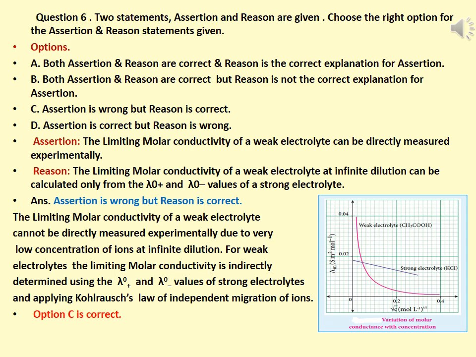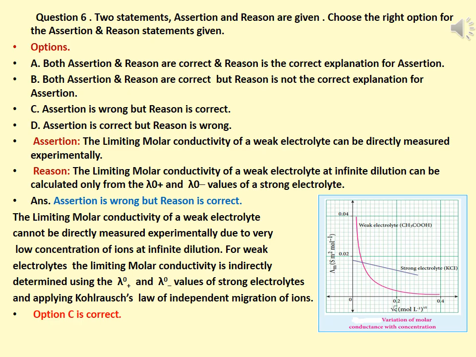Therefore, option C is correct. Here I have given by the side a graph showing the variation of lambda m versus square root of concentration for a strong and weak electrolyte. These values are based on experimental findings, observations.